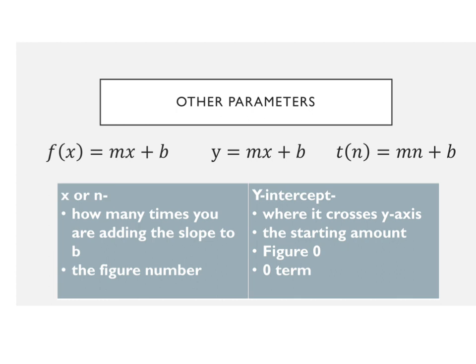I realized I was about to talk about this, that I goofed up on this. The other 2 things you always want to understand in a linear function is what the x is, or the n is. And normally that's how many times you're adding the slope to the b. It's the figure number when we're talking about a tile pattern.